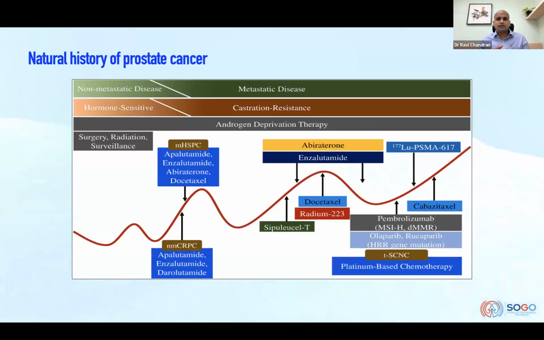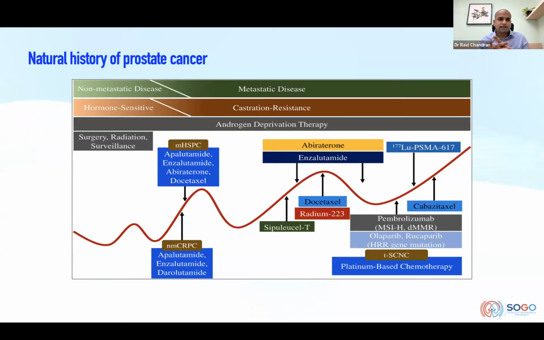To begin with, we'll talk about natural history of prostate cancer. As you can see here, majority of our patients will be detected at a non-metastatic state and then go on to become a metastatic disease. And majority of them will be hormone sensitive and eventually will develop castration resistant state. We have read a lot about natural history, and it still remains a partly understood concept of the whole prostate cancer, probably due to the heterogeneity in its morphology and in its clinical behavior.